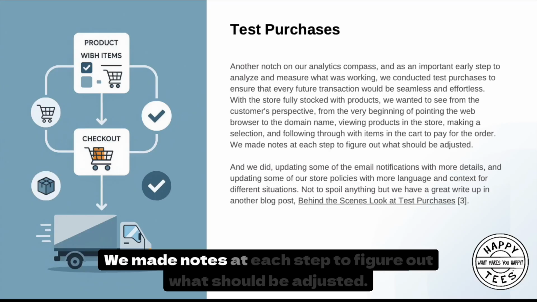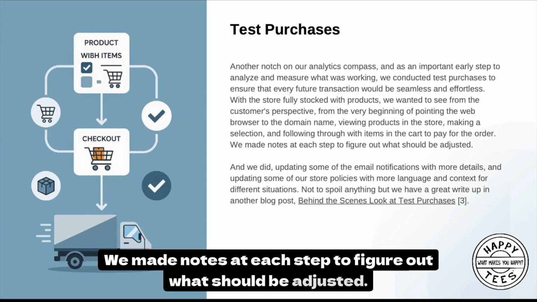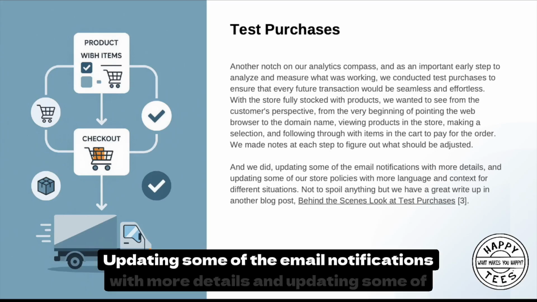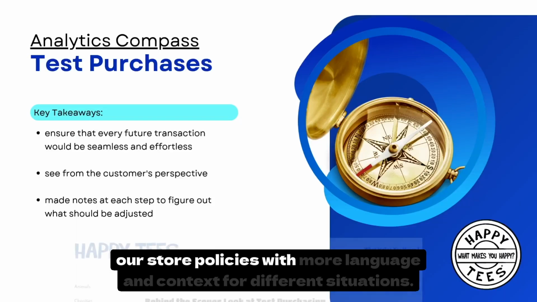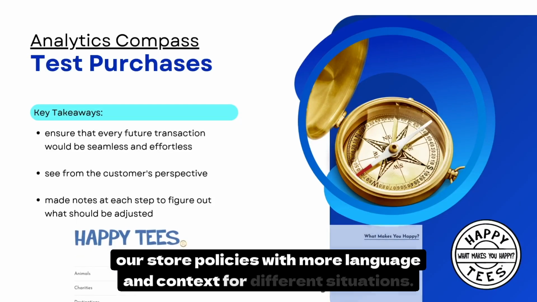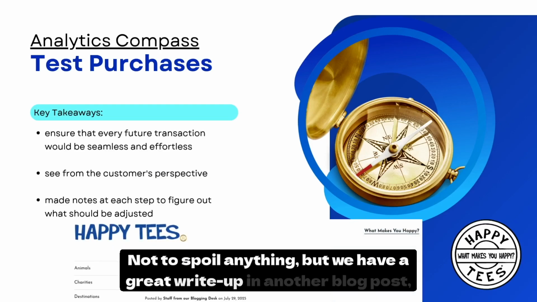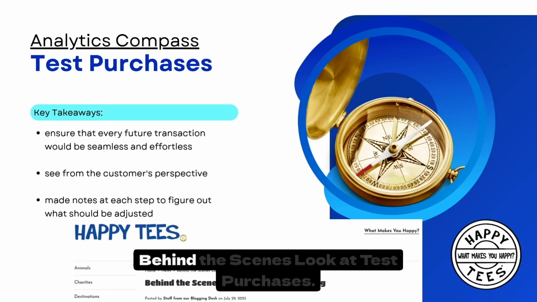We made notes at each step to figure out what should be adjusted. And we did, updating some of the email notifications with more details, and updating some of our store policies with more language and context for different situations. Not to spoil anything, but we have a great write-up in another blog post, behind-the-scenes look at test purchases.